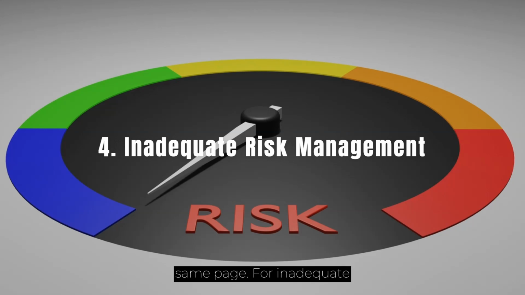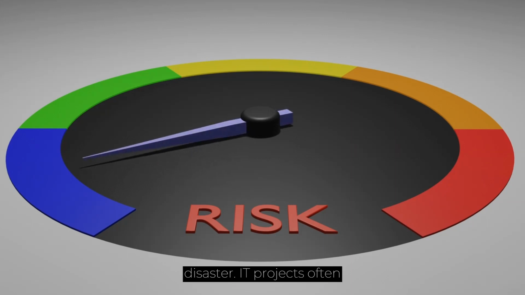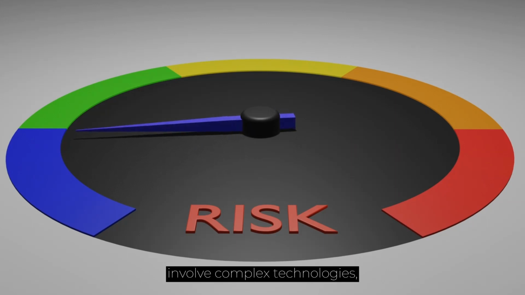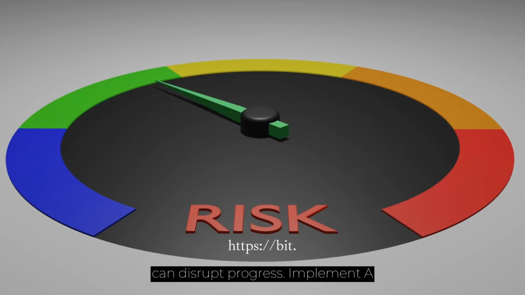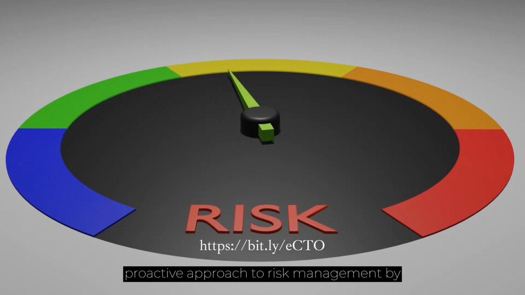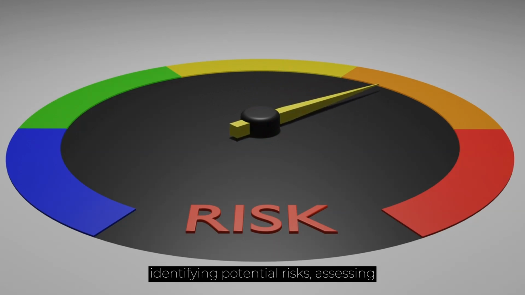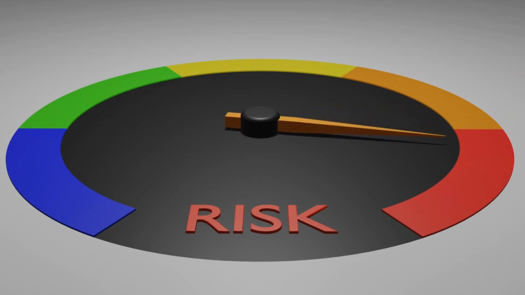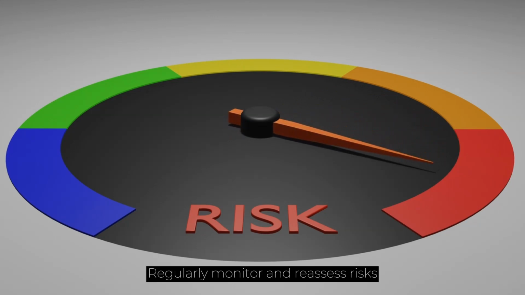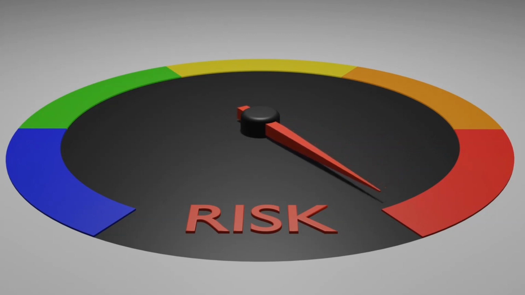4. Inadequate risk management. Ignoring or downplaying project risks is a recipe for disaster. IT projects often involve complex technologies, dependencies, and external factors that can disrupt progress. Implement a proactive approach to risk management by identifying potential risks, assessing their impact and probability, and developing mitigation strategies. Regularly monitor and reassess risks throughout the project lifecycle to stay ahead of potential threats.